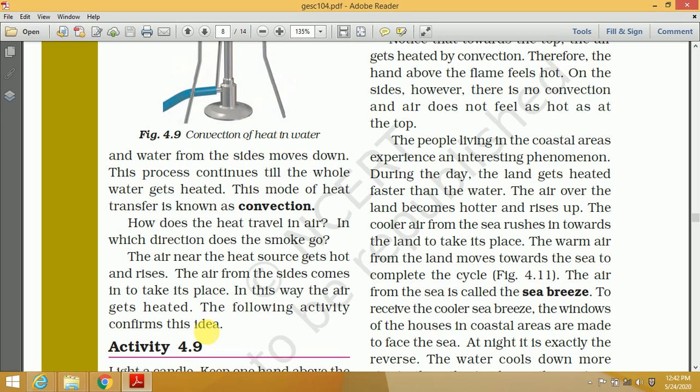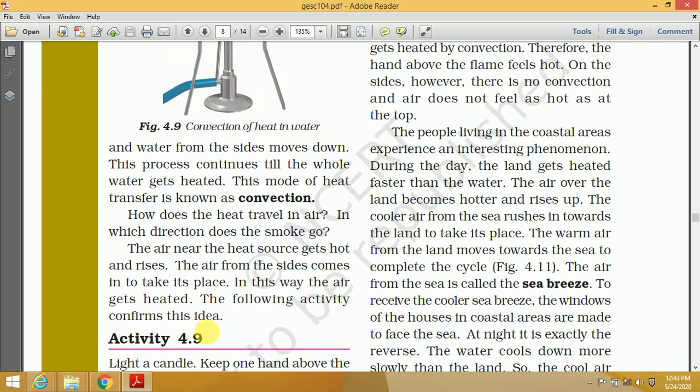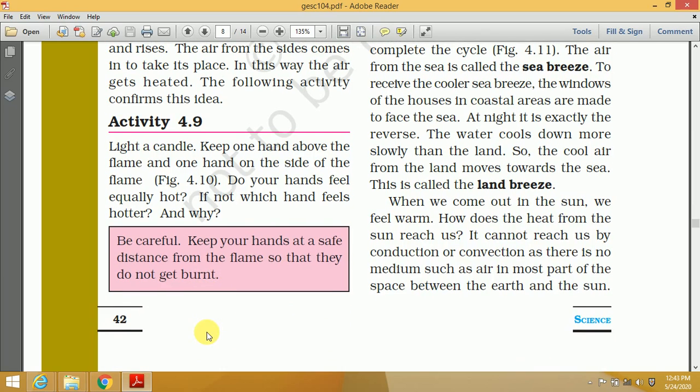Generally, when because of the sunlight or sun heat, the surface of the earth becomes heated up, the air which is touching the surface of the earth will get heated up, and after getting heated up, that air will rise in the upward direction, and the colder air will go in the downward direction, or from other sides it will come there to occupy the space which gets empty. So one more activity you can see here.